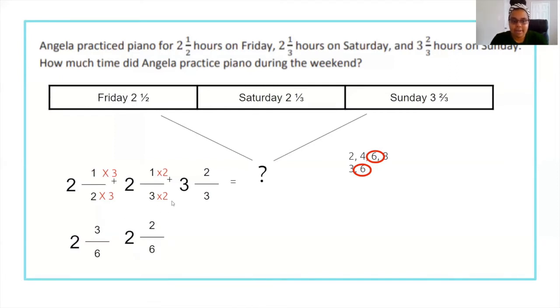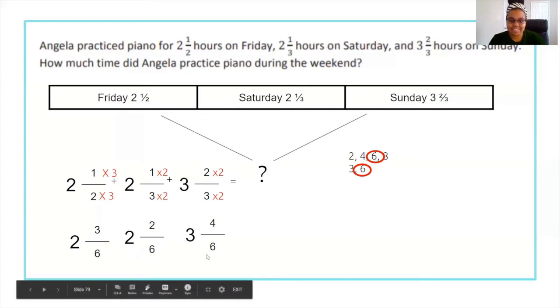Now, if I multiply by 2 with this fraction, I know that this one also has a denominator of 3. So again, that number is going to be 2. So 3 times 2 is 6. 2 times 2 is 4. 3 2/3 is equivalent to 3 4/6.